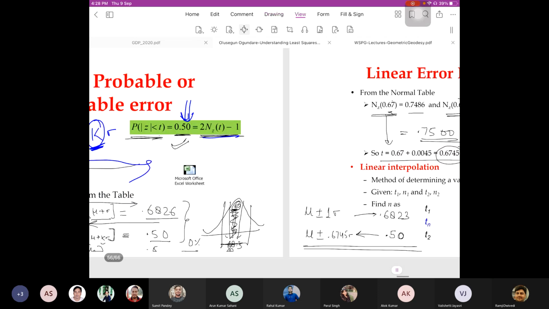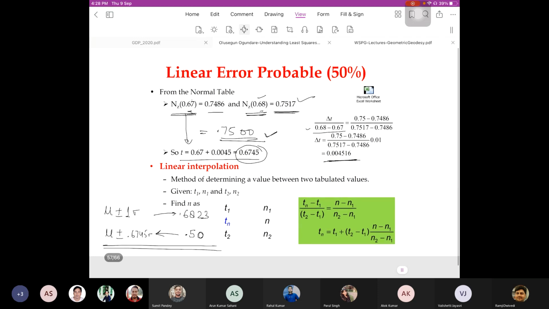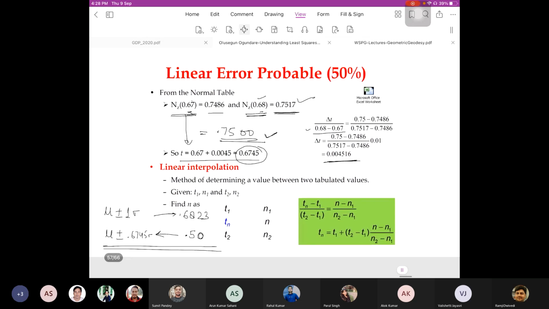So when you look in the table, you could see there is nothing like 0.75 exactly. It is either 0.7486 and then it quickly jumps to 0.7517, so you have to interpolate. Then you see that the values are available. You just put in delta t upon 0.68. That means you are trying to identify how much I have to add from 0.67 so that we could achieve the 0.75.